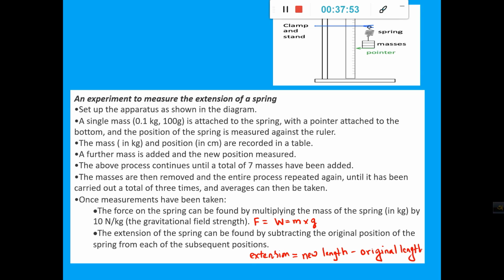Original length. That means extension is equal to L minus L naught. Here L is the new length after application of force and L naught is the original length without applying any load force.